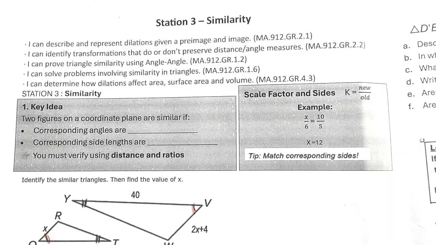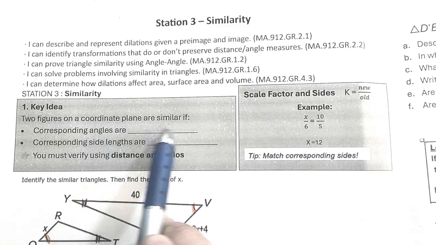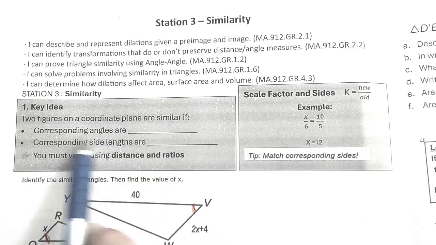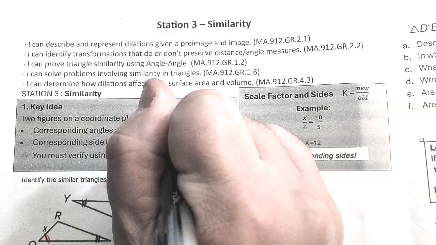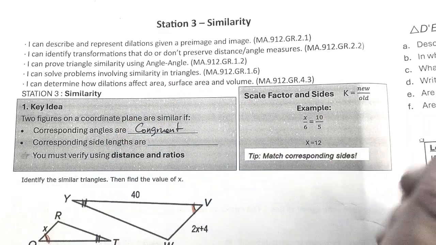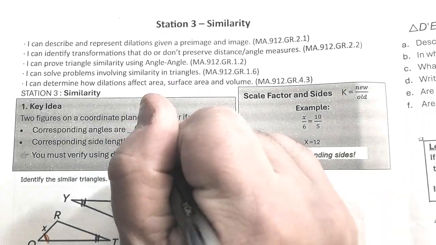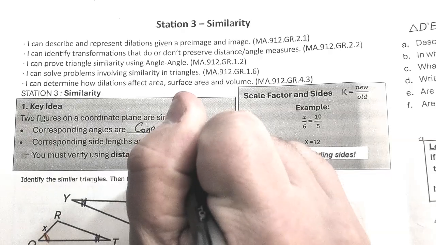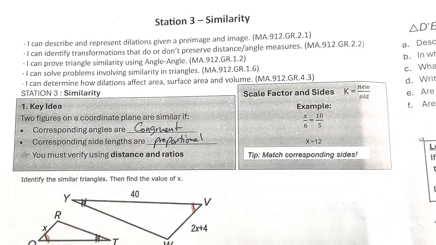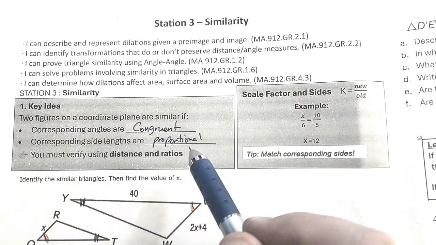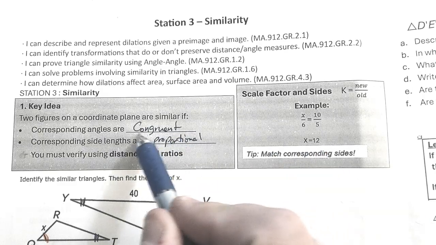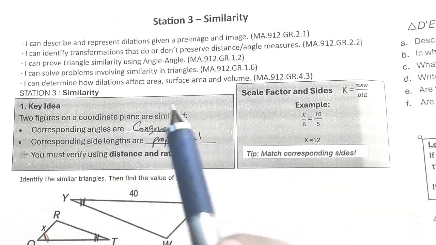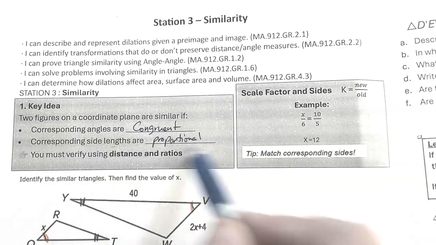So let's talk about a couple of things before we flip the page. Two figures on the coordinate plane are similar if their corresponding angles are congruent, and the corresponding side lengths are proportional. If they're the same, everything will be congruent. They're similar because the angles stay the same, always, and the sides are always in proportion.